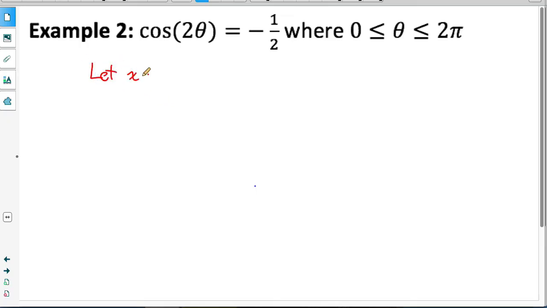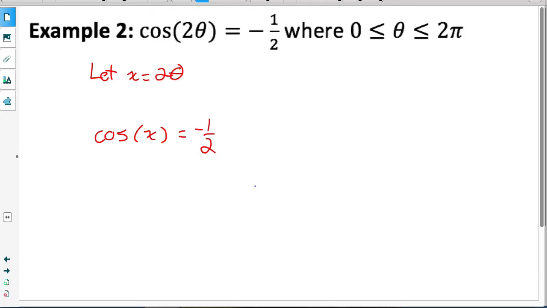Let's say let x equal 2 theta. And then we'll figure out what values of x have a cosine ratio of negative 1 over 2. And once we know that, then we can actually solve for theta. So our new equation says cos of x equals negative 1 over 2. And this is a linear trig equation that we know how to solve.